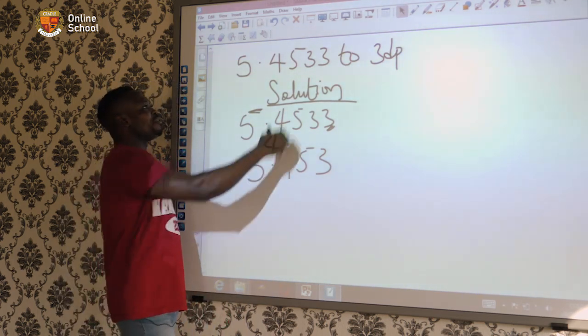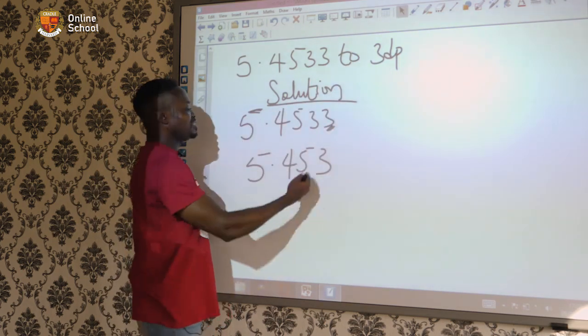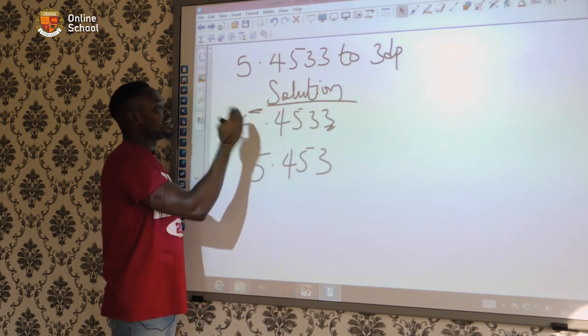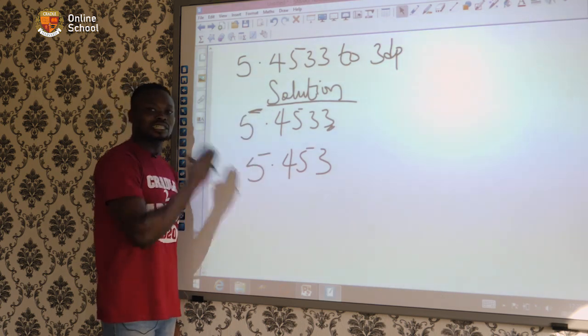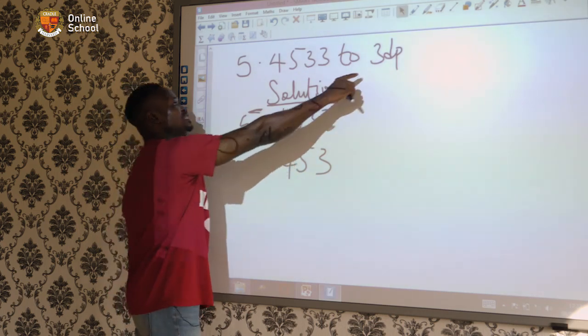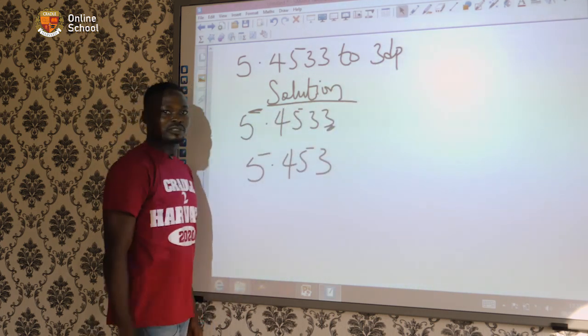The number of decimal places will determine the number of digits that will be after the point. So whenever you are asked to approximate any number to decimal places, irrespective of the numbers, you have to follow the digit you are given in the question.